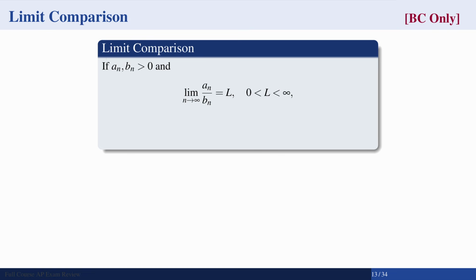Limit comparison says if a sub n and b sub n are greater than 0, so you need positive term series, and the limit as n approaches infinity of a sub n over b sub n is L, where L is positive and finite. So those are the requirements. It has to be positive and finite. Then the sum of a sub n and the sum of b sub n just do the same thing. They either both converge or they both diverge.